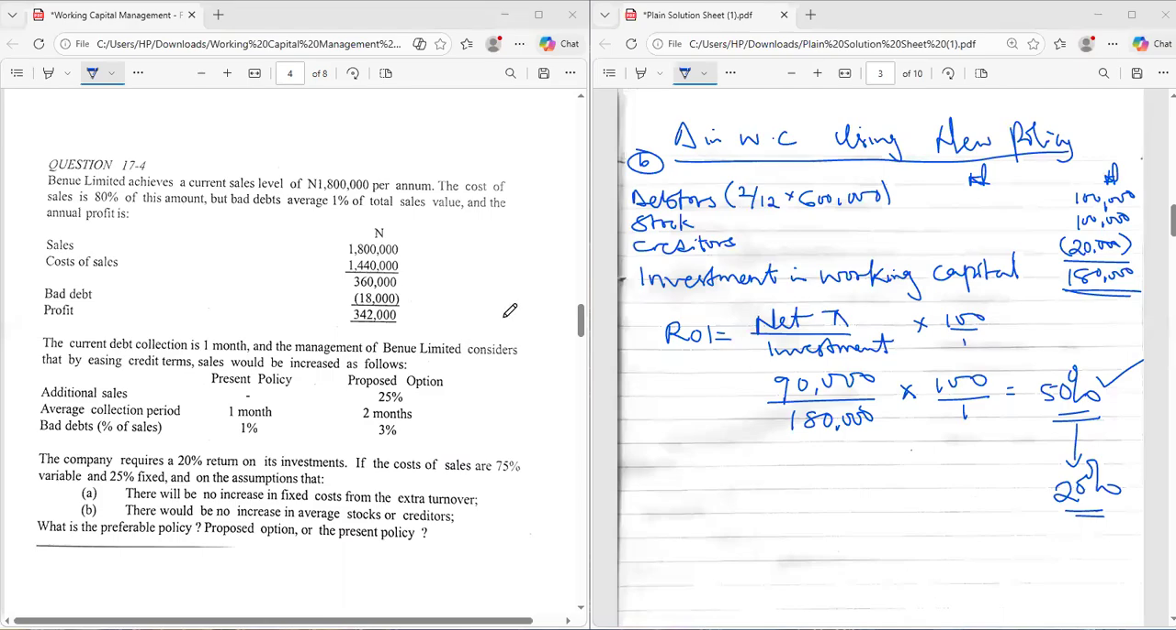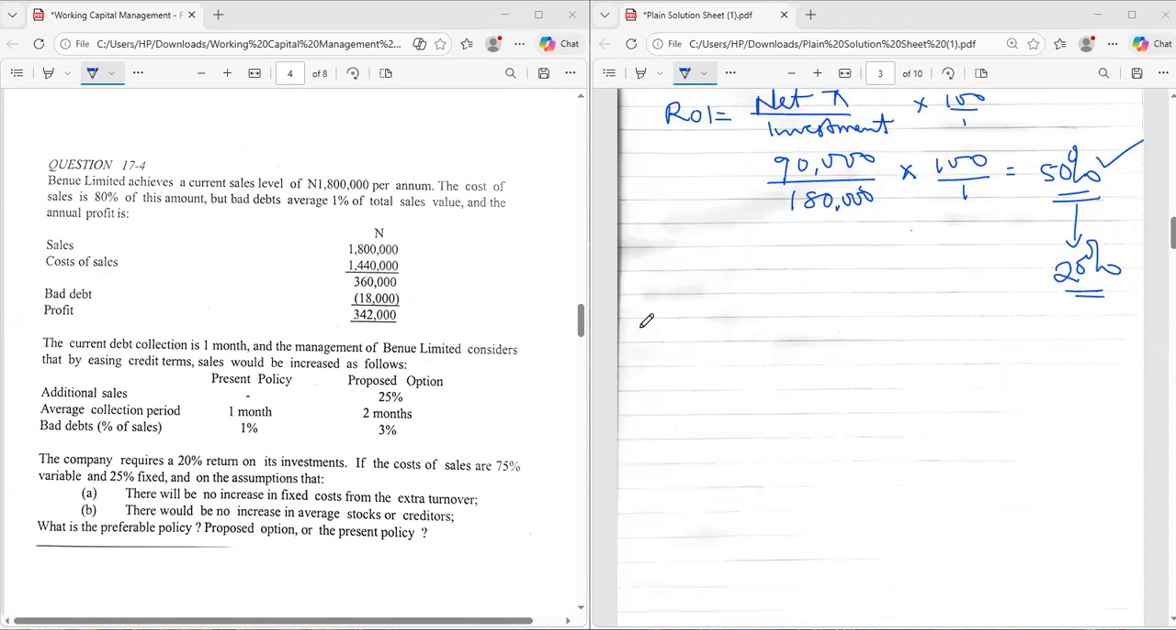Can somebody help us to read Benway Limited? Let's look at that question, or the ones that we have solved, are they okay? Can somebody read for us, please? Number 3. Benway Limited achieves a current sales level of 1.8 million per annum.